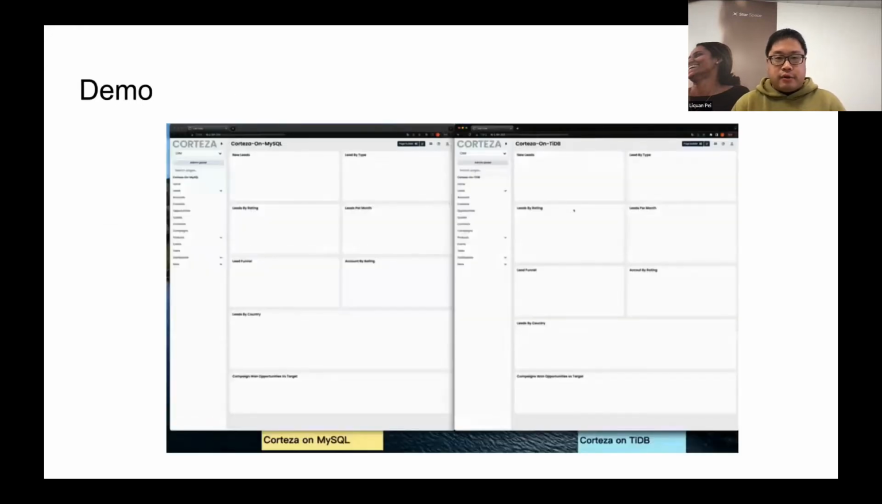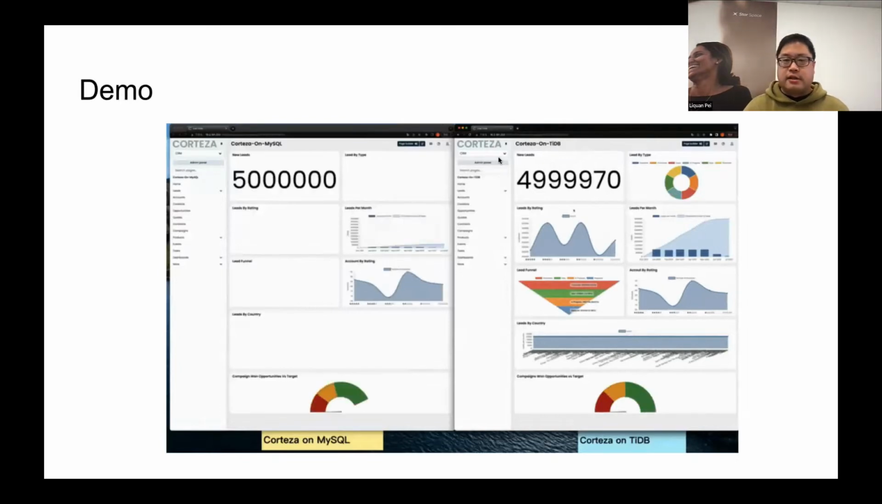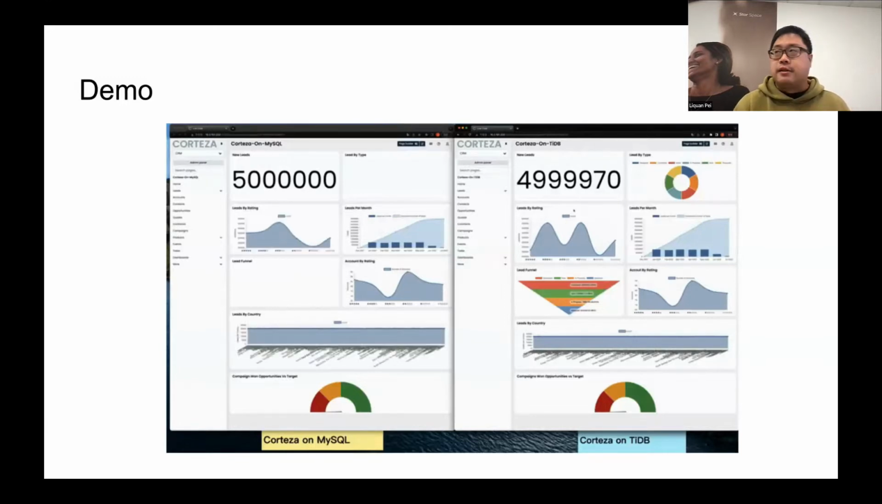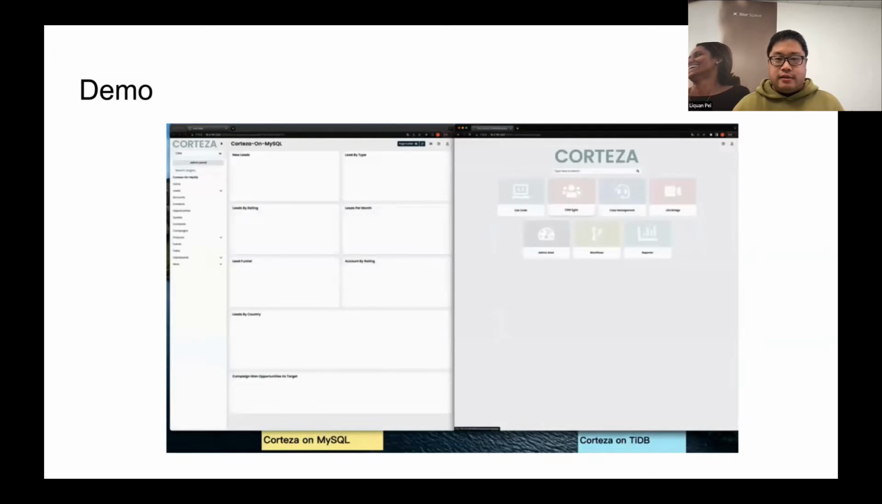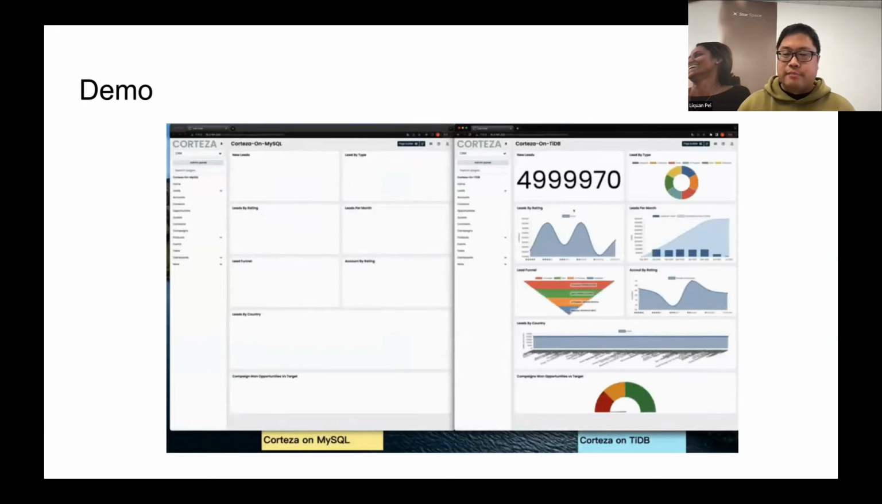Before I go on, I want to do a quick demo, and this demo is a CRM. I think SaaS started with the CRM, started with Salesforce. This is an open source CRM, and we made some demo on top of it. On the left-hand side is the CRM running on MySQL, and on the right-hand side is it running on TiDB. If you look at this video, one thing I feel is that the display of those graphs and dashboards is much faster on the right compared with on the left. So on the right is TiDB.